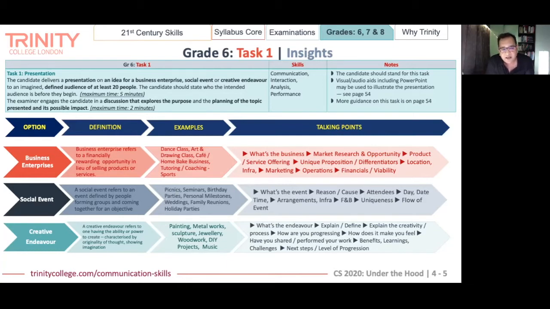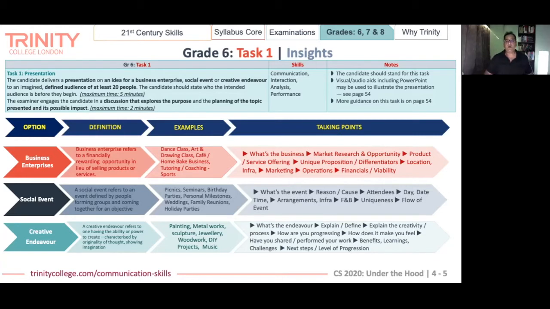So what I've tried to do is to explain that a creative endeavor refers to one having the ability or power to create, characterized by originality of thought, showing imagination, and so on. So things that you would see creativity in are things like painting and metalworks or woodwork or making your own jewelry or various do-it-yourself projects, or even music for that matter. So when you are putting that across, then your talking points I've also listed over there for you.